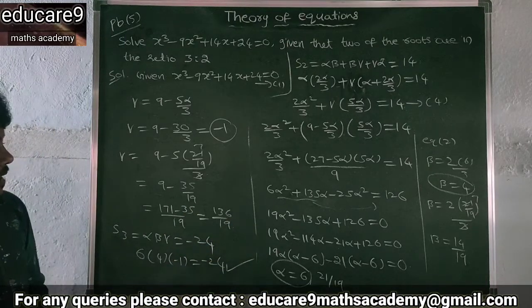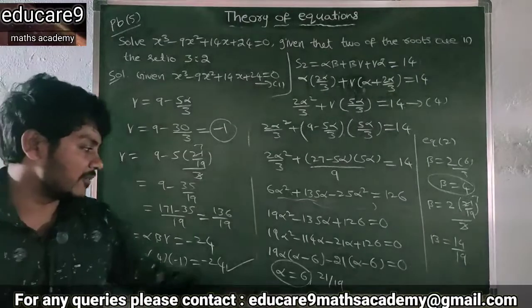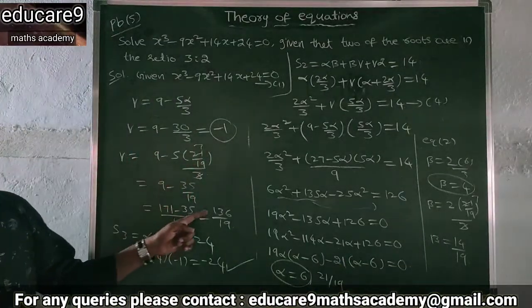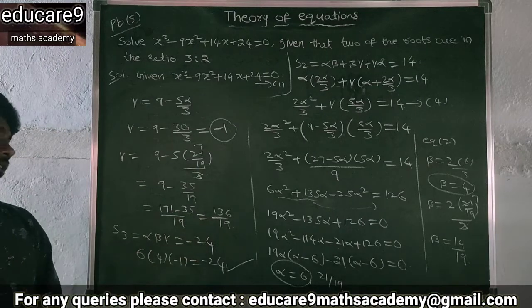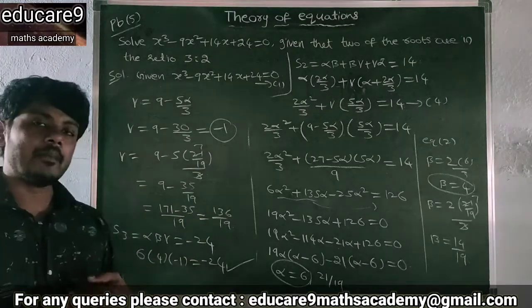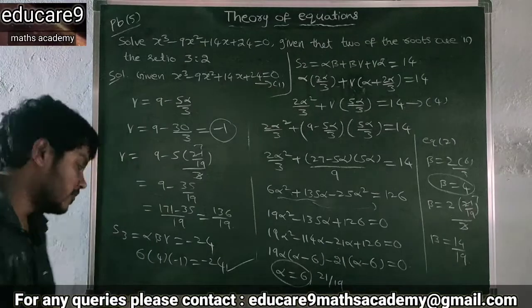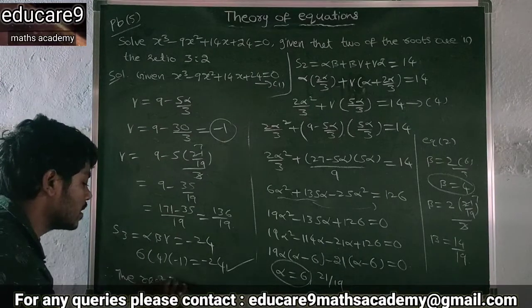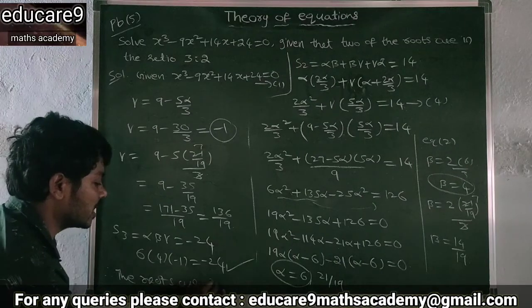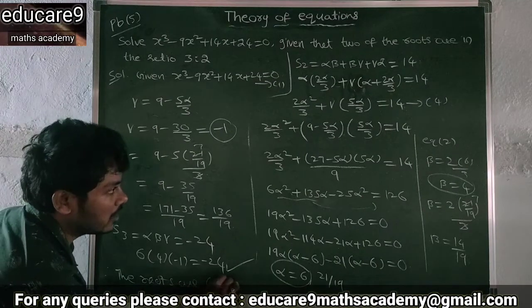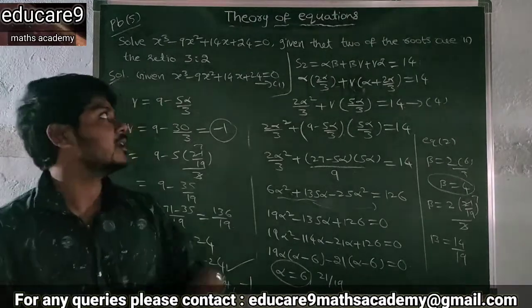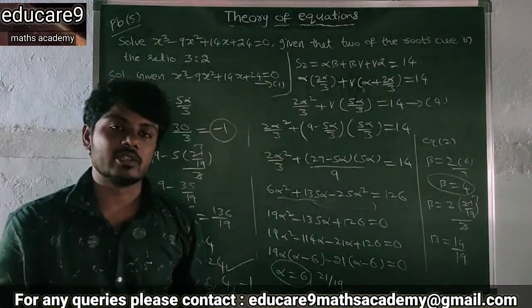Now substitute the second case. What is alpha value? 21 by 19, 14 by 19, into 136 by 19. But we will not get the minus 24. Therefore, the roots are, what? Alpha is 6, beta is 4, gamma is minus 1. So these are the required roots of the given polynomial equation.